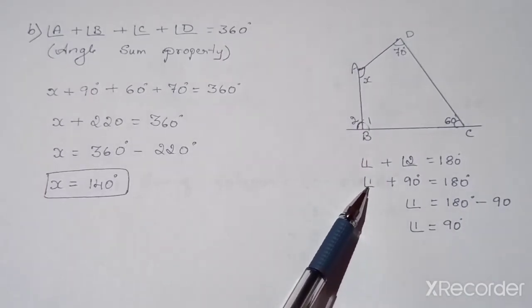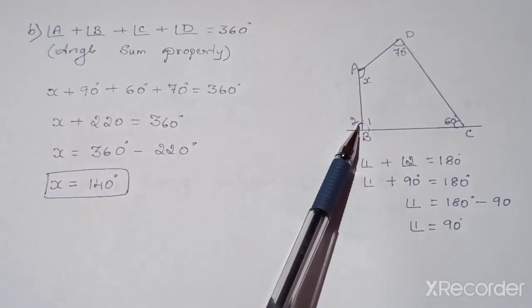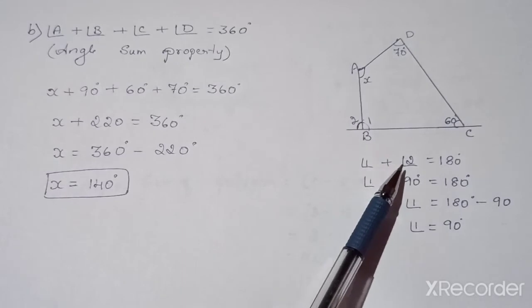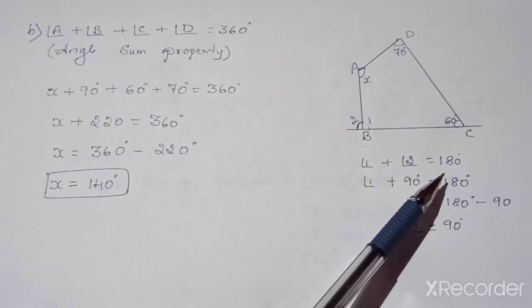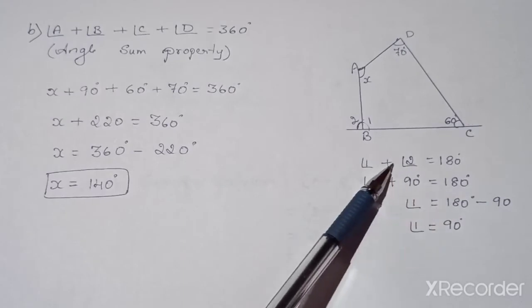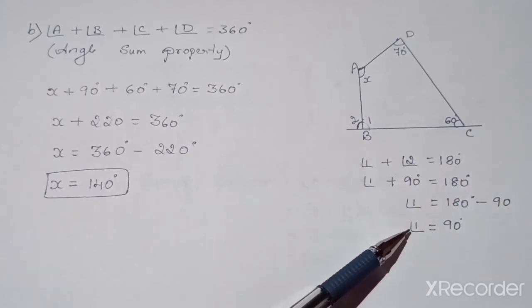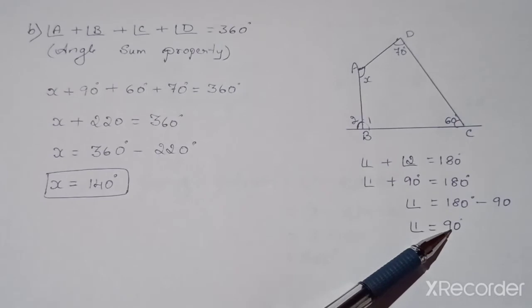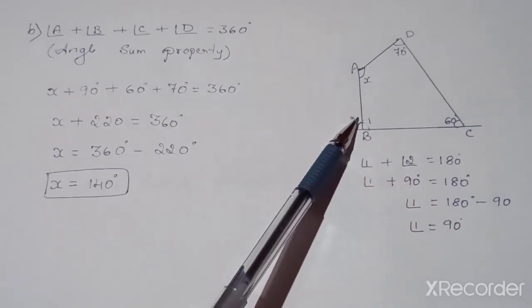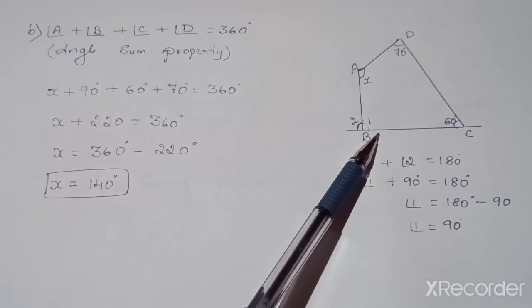Angle 2 is 90 degree because this is perpendicular. So, angle 1 plus 90 degree is equal to 180 degree. So, angle 1 is equal to 180 minus 90. So, angle 1 is equal to 90 degree. So, 90 plus 90 is 180 degree. Clear?